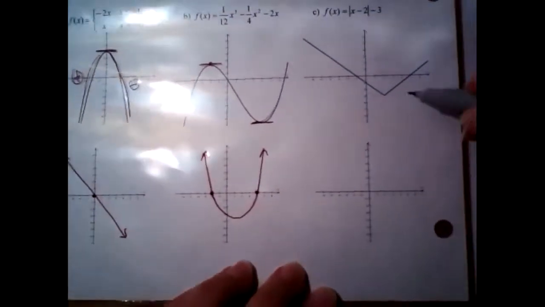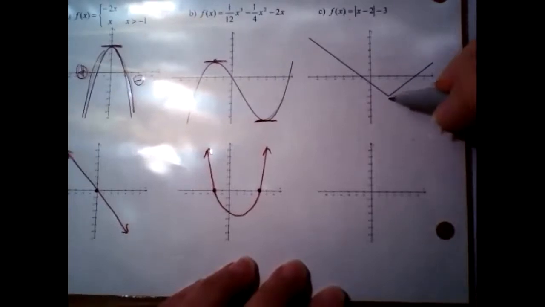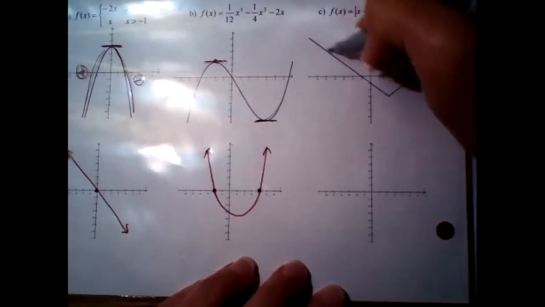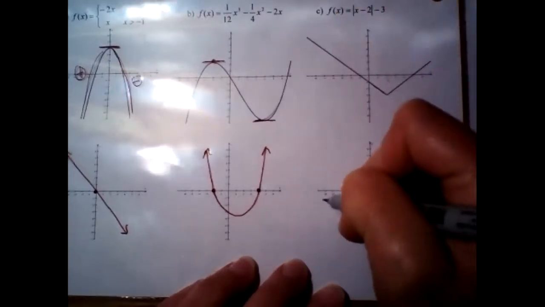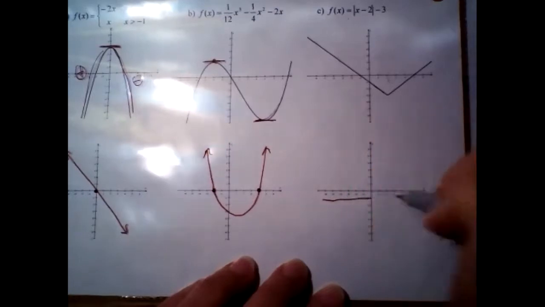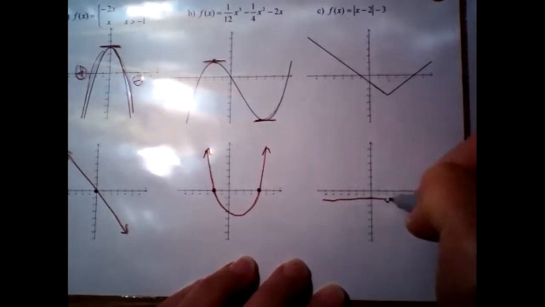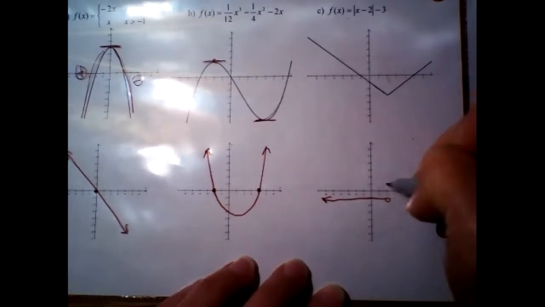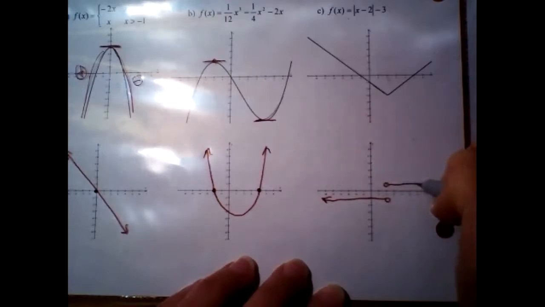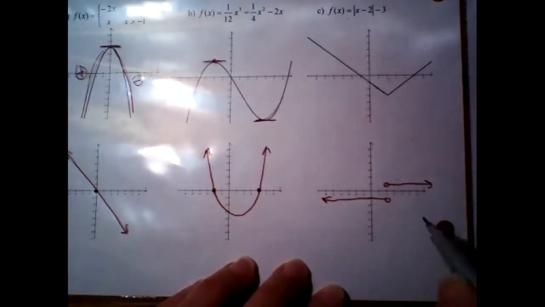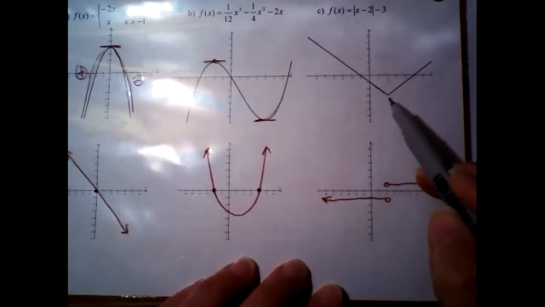And then here we're going to have a jump at 2. We're not differentiable here because of the sharp edge. So my slope is going to be -1 until I get to 2, where that sharp edge is, and then +1 after that. But you can't get a derivative there because of the corner.